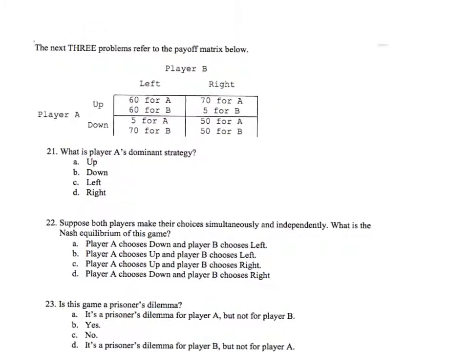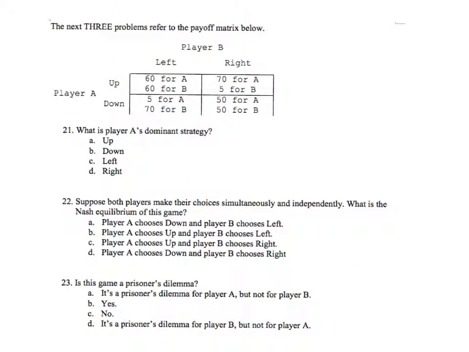No team missed number 20. No, I need to switch to my pen. No team missed number 17, but here called 21. But what's player A's dominant strategy? I want to use it as a chance just to tell you how to think about these things.